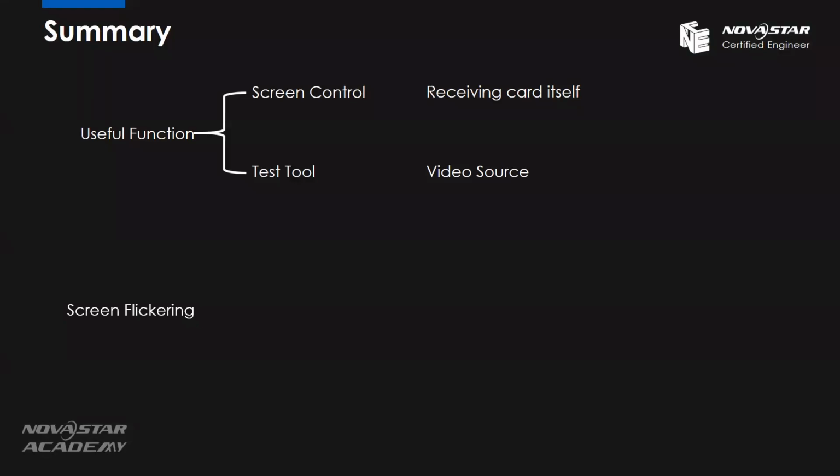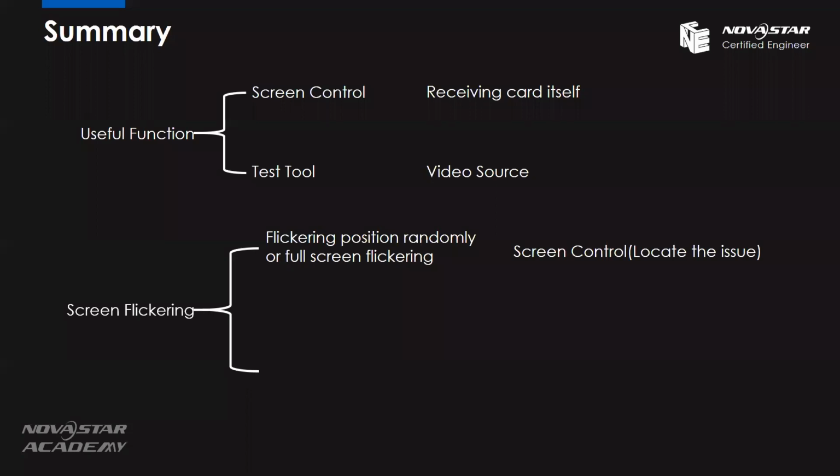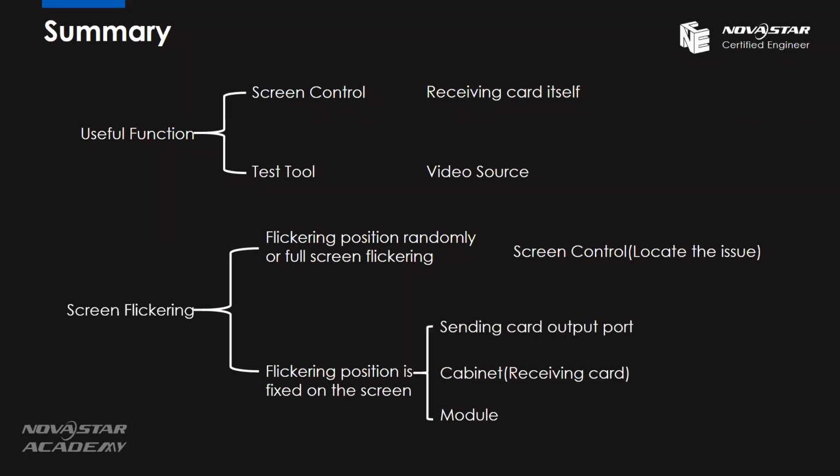And after that, I shared how to troubleshoot the screen flickering. We divide the screen flickering into 2 different perspectives: if the flickering position is random or full screen, or if the position is fixed on the screen. If it's randomly flickering or full screen flickering, we can use the screen control. And if it's fixed on the screen, we need to locate it in 3 ways: if it's the sending card output ports, if it's the cabinet flickering, or if it's module flickering. We follow the steps, and you can also check the troubleshooting table to locate the issue.